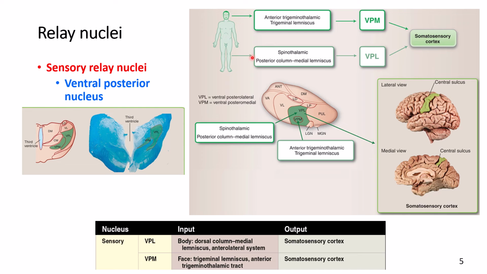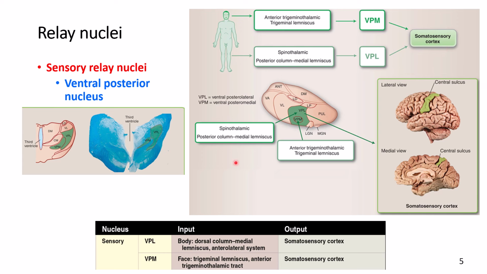So one is spinothalamic, and that is important for pain and temperature, coming from upper limbs, lower limbs, body walls. And the other one is the posterior column medial lemniscus, and that is carrying fine touch, vibration, position, and proprioception. And they go to the VPL, and from VPL it goes to the somatosensory cortex.